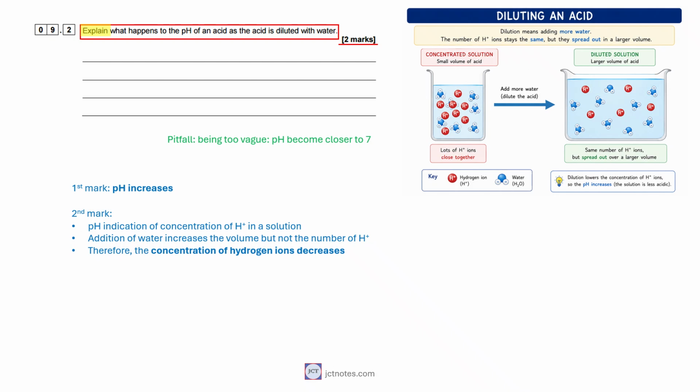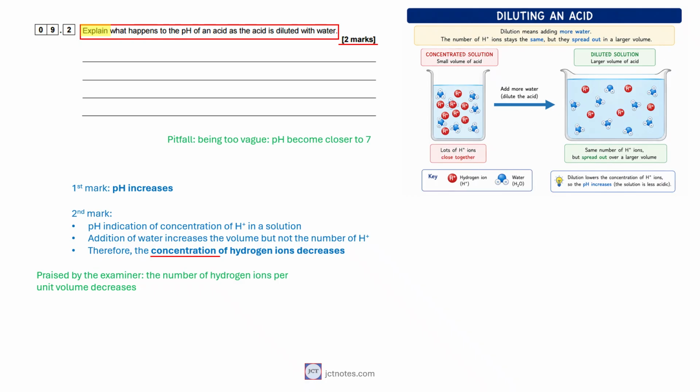The examiner noted that far fewer students were able to articulate this reason correctly. To lock in this mark, make sure you use the key scientific term, concentration. Alternatively, you can say that the number of hydrogen ions per unit volume decreases, which the examiners also highly praised.